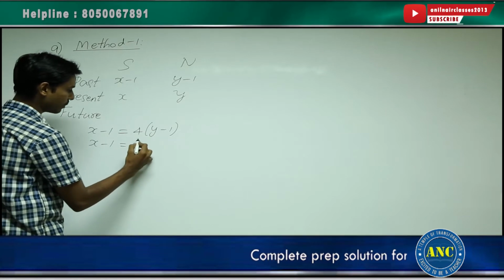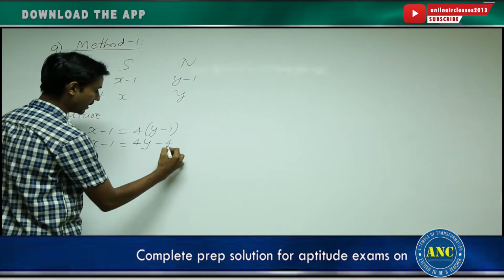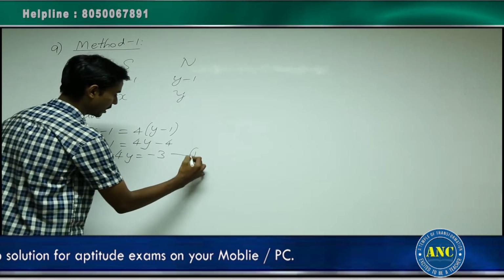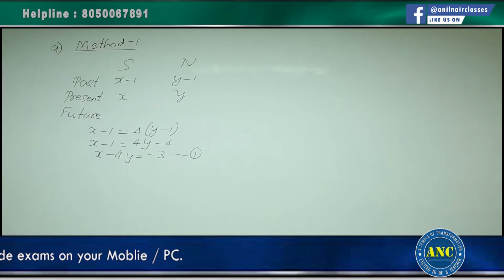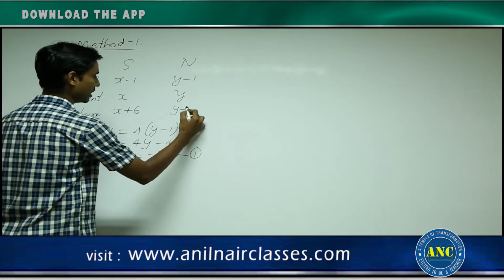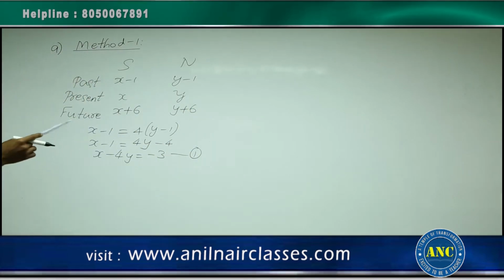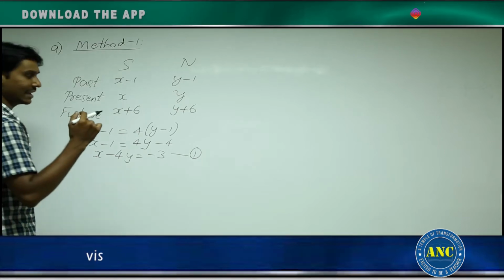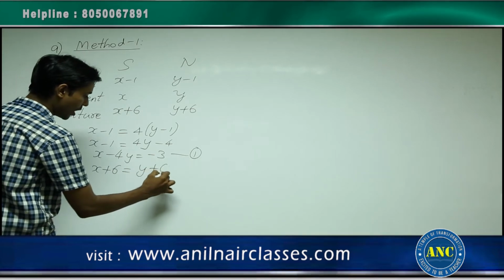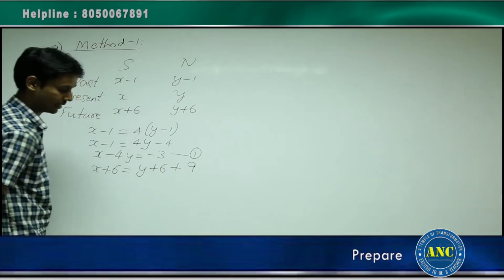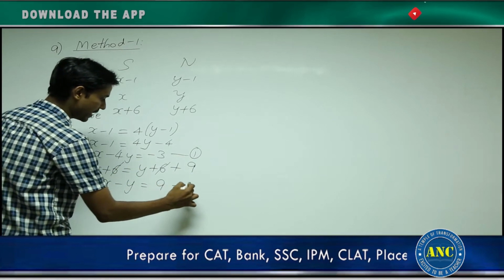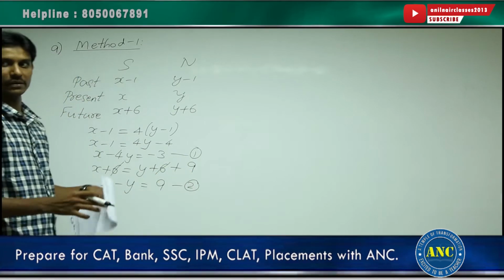If I expand it, x minus 1 is equal to 4y minus 4, so x minus 4y is equal to minus 3. This is my first equation. Similarly, second equation. 6 years hence means there will be x plus 6 and y plus 6. 6 years hence, Sneha's age will exceed her daughter's age by 9 years. Sneha's age, x plus 6, will exceed her daughter's age, y plus 6, by 9 years. If I simplify, 6 will cancel. It is x minus y is equal to 9. This is my second simultaneous equation.